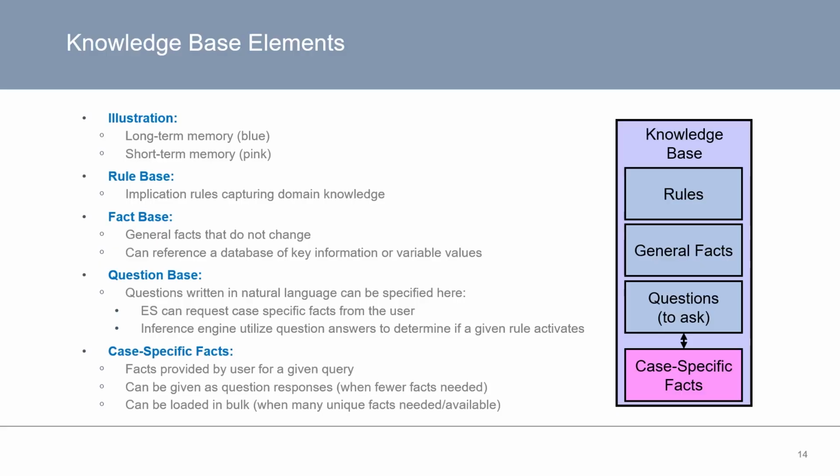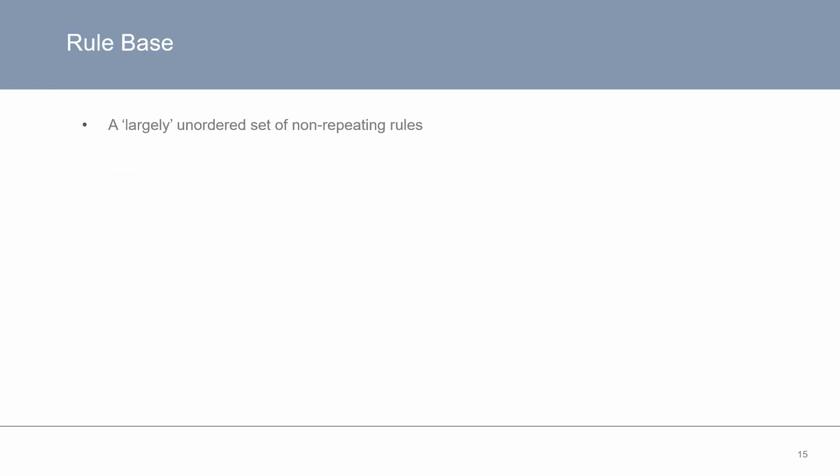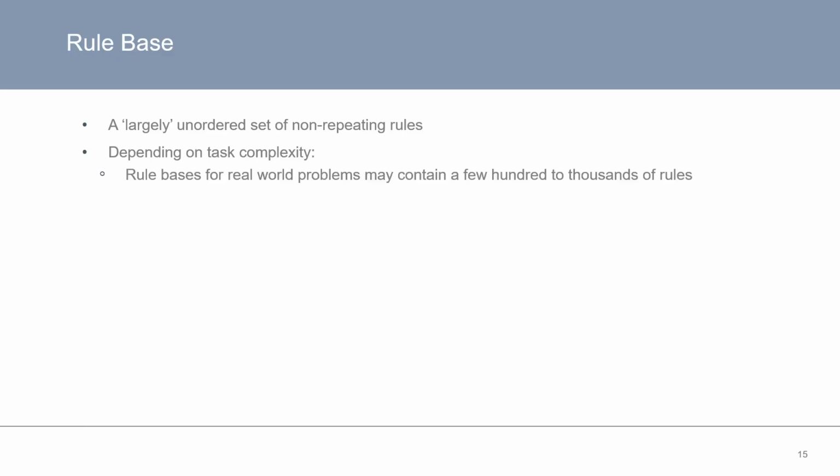And then again in pink, there's the case-specific facts in the knowledge base. These are facts provided by the user for a given query. They can either be given as question responses when fewer facts are needed, or all these facts can be loaded in bulk when there are many unique facts needed or available to solve a specific problem. Diving into the rule base a little bit more, it's typically a largely unordered set of non-repeating rules. Depending on the task complexity, a rule base for real-world problems may contain a few hundred to thousands of rules.